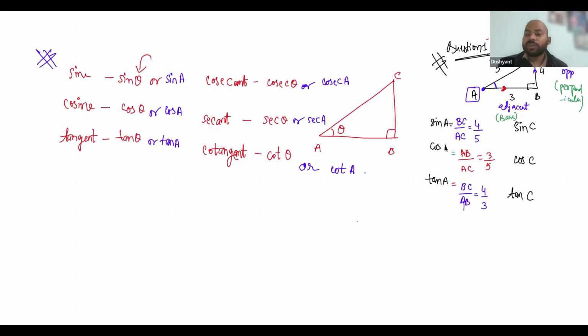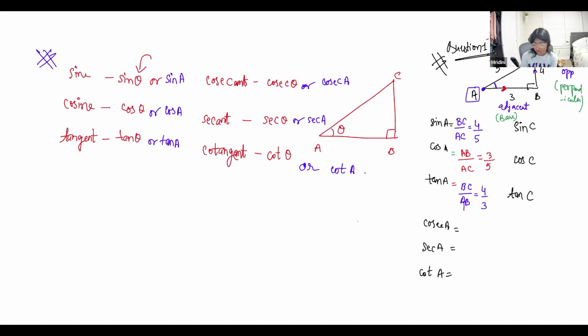Great. Now we still have 3 ratios remaining: cosec A, then sec A, and cot A. Tell me the answer for these. Write down on the screen if you can.